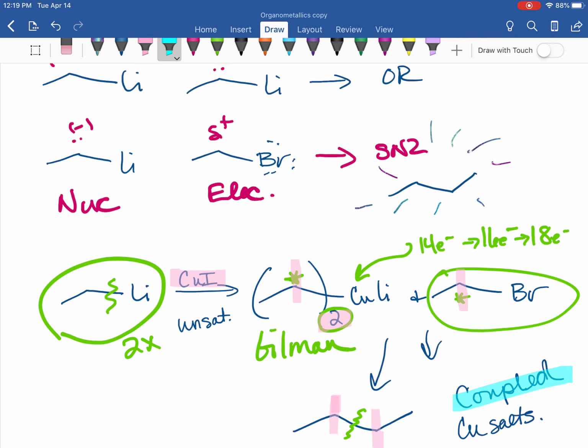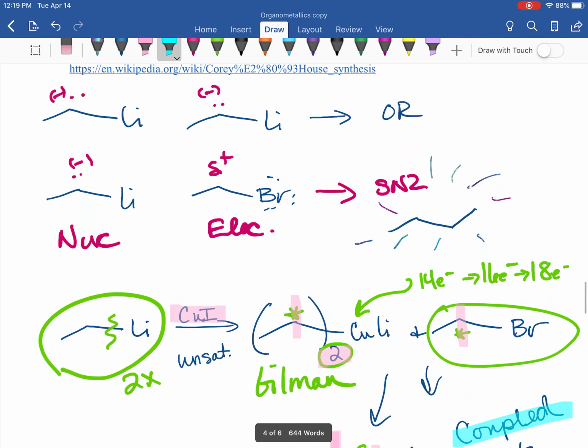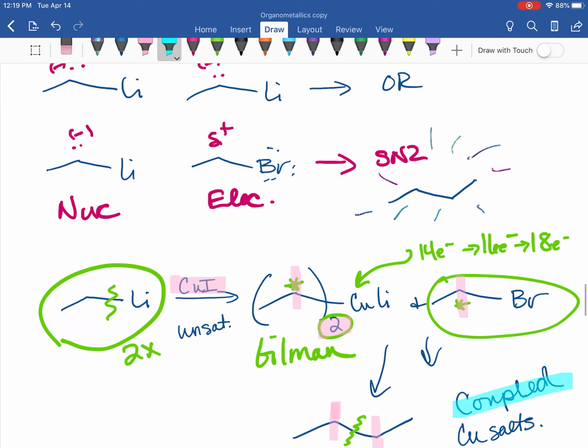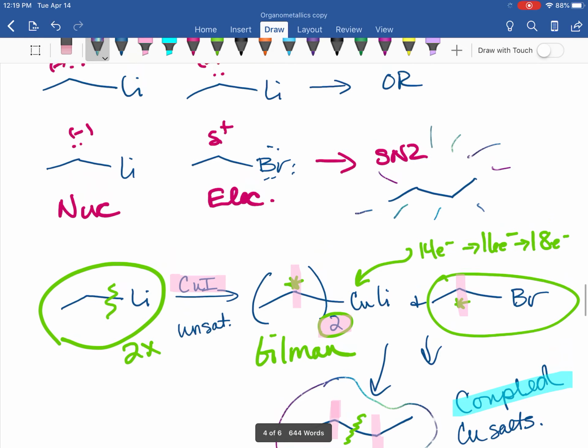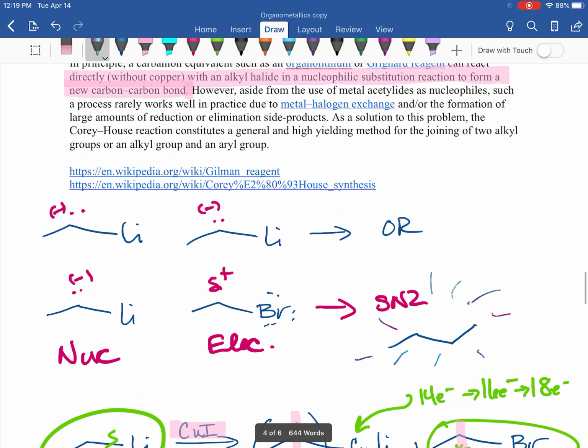Remember, we don't draw the mechanisms for these, but the only reason this happens is that copper has that space to take on those bonds, and then it's extremely selective and it spits out that coupled partner at the end of the reaction.